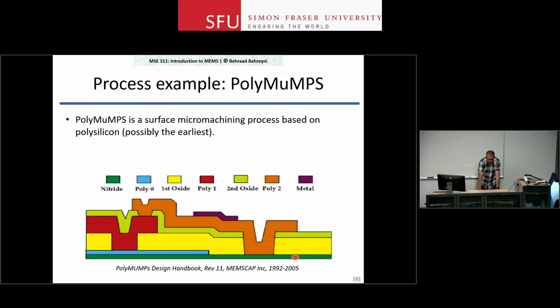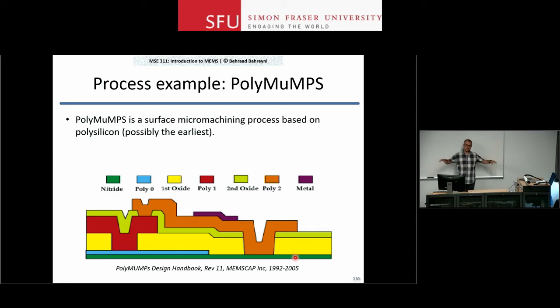Now, the next process is the PolyMUMPS process. It's a very old established process, still around. It's a surface micromachining process. It gives you access to 2 structural layers. There's a polysilicon layer that is about 2 microns thick, and another layer on top of that that is 1.5 microns thick. You can have these layers on top of each other, so you get a 3.5 micron thick structure, or you can have them separated from each other by a sacrificial oxide layer.